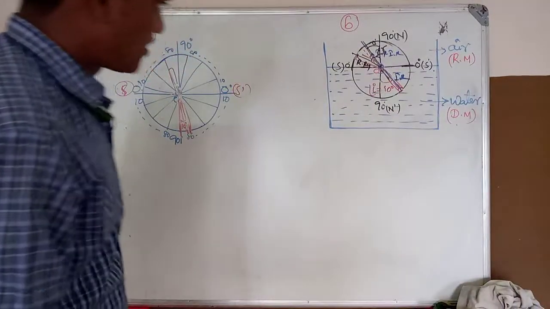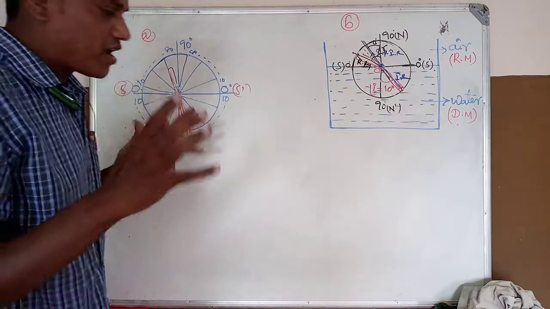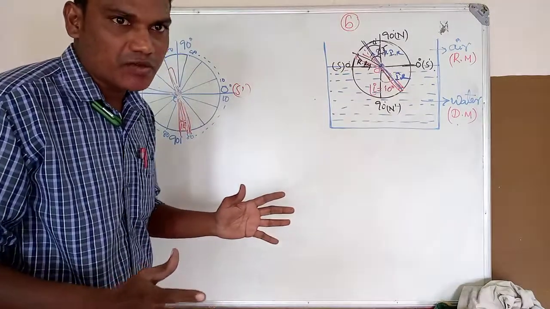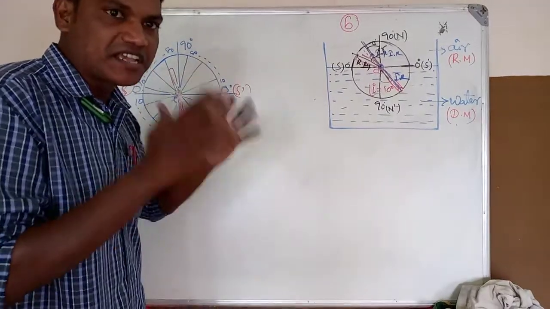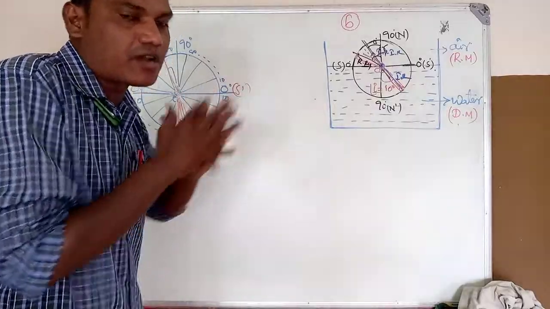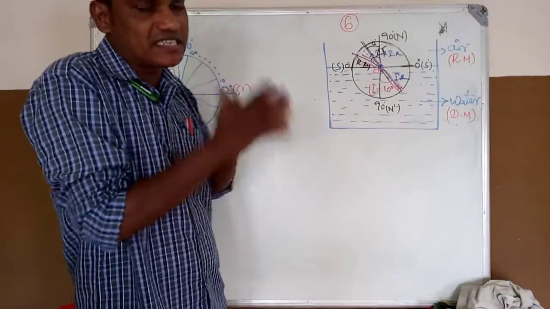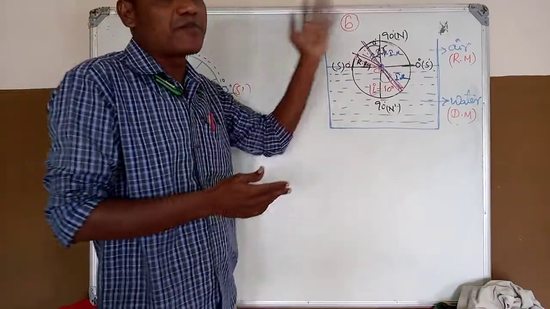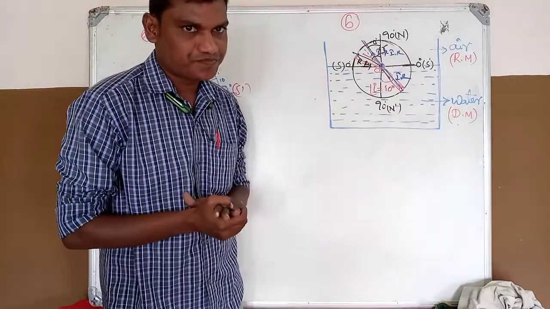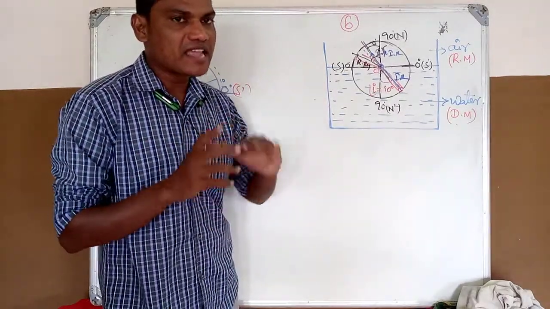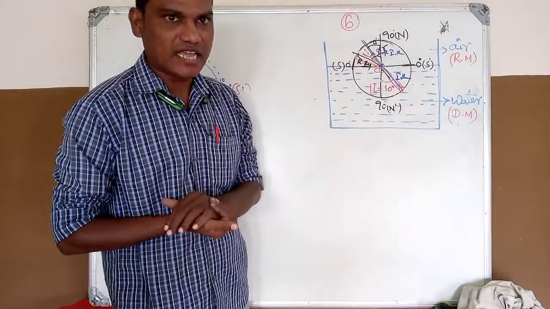So once again, listen very carefully. Our concept name is the experimental verification that the angle of incidence is lesser than the angle of refraction, or the angle of refraction is always greater than the angle of incidence when light travels from denser medium to rarer medium. Sometimes during the examination they ask: experimentally prove angle i is greater than angle r when light travels from rarer to denser.